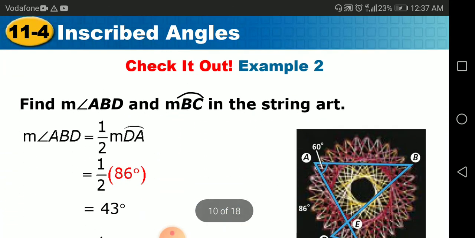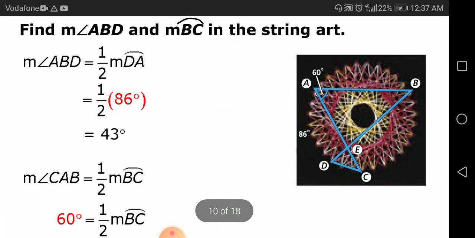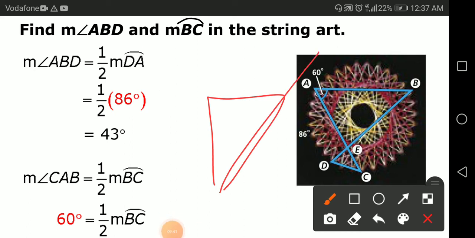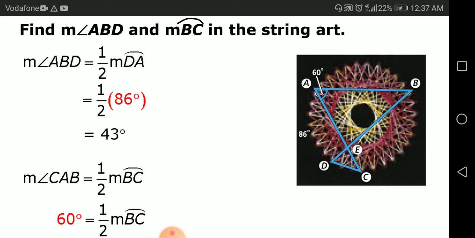I know that it needs me to think more than usual, but it's very easy. Remember the external angle: the external equals the sum of the two remote or far angles.